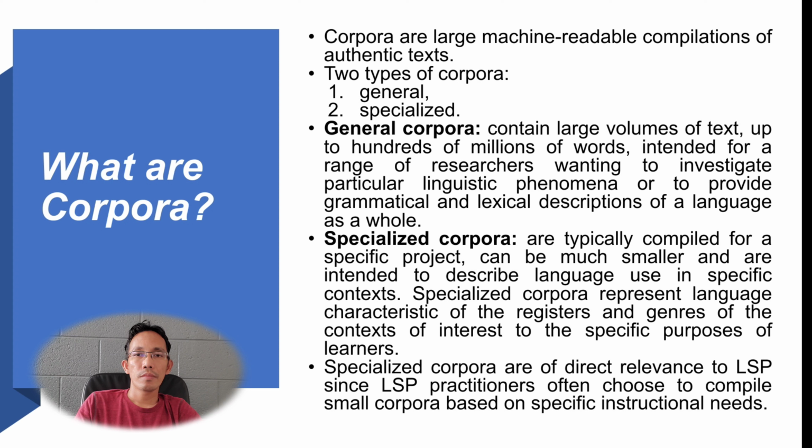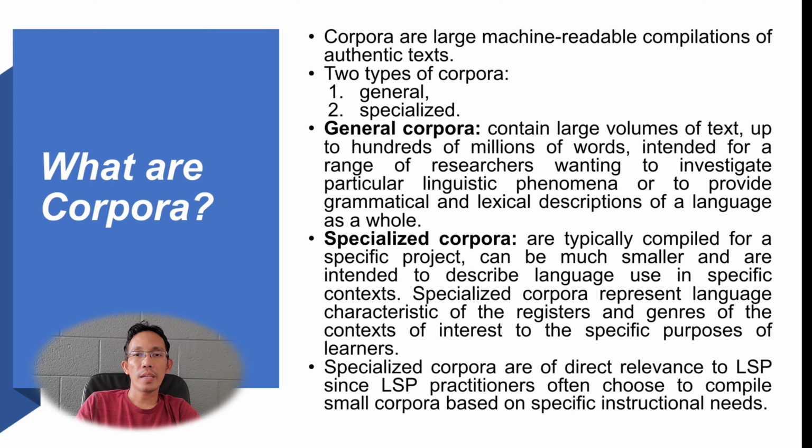There are two types of corpora. The first one is general corpora and the second one is specialized corpora. General corpora contain large volumes of text up to hundreds of millions of words, which can be used to investigate specific linguistic phenomena or to provide grammatical and lexical descriptions of a language as a whole. Specialized corpora are typically compiled for a specific project, which can be much smaller. They are intended to describe language use in specific contexts.